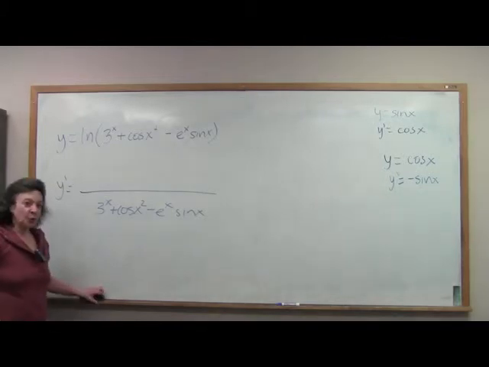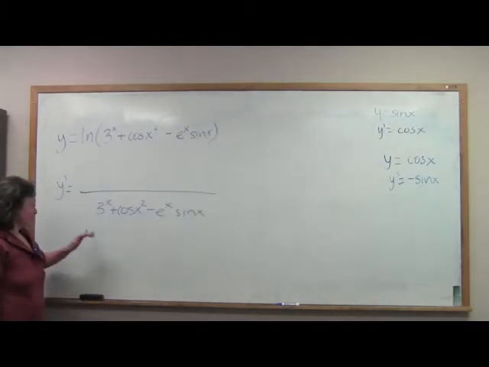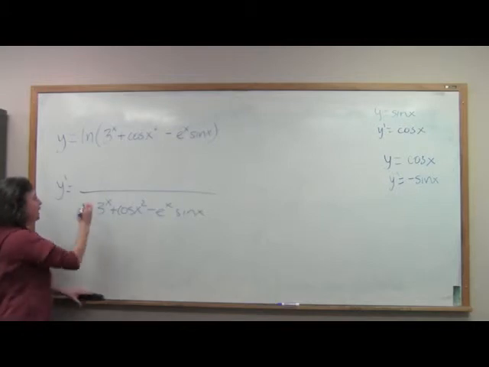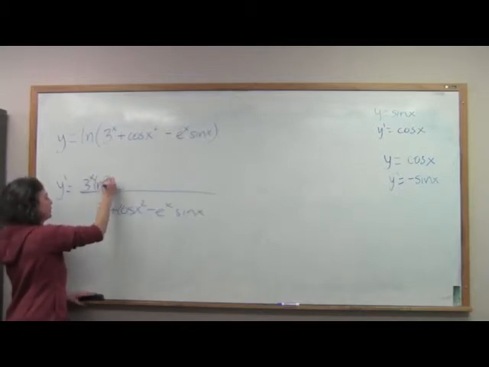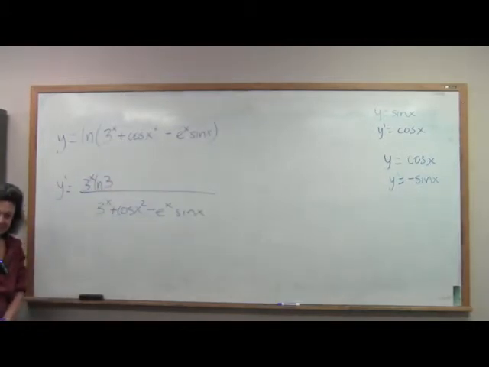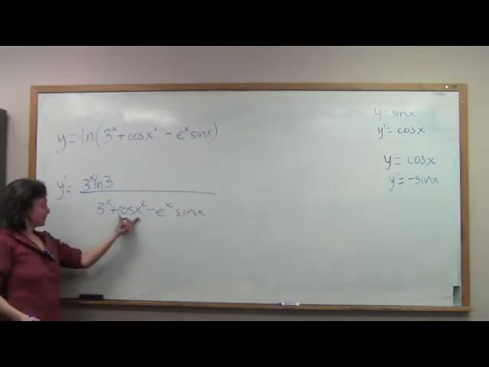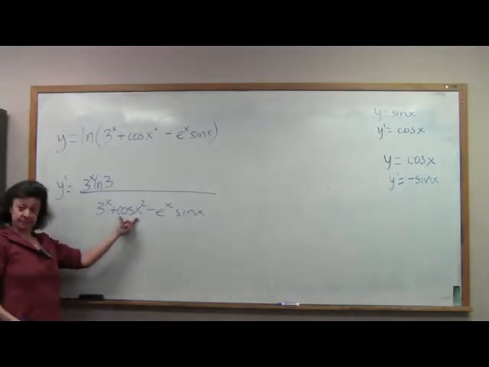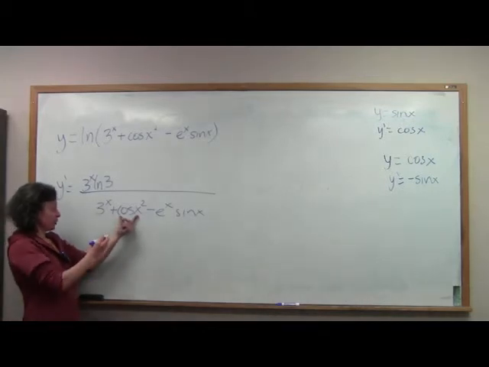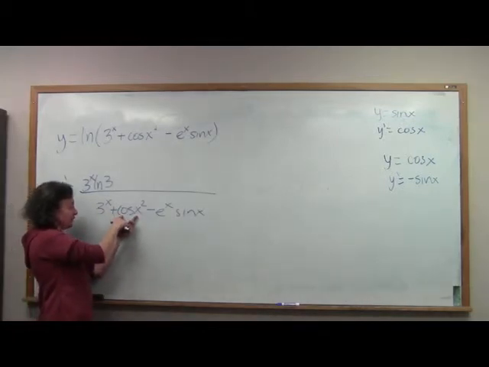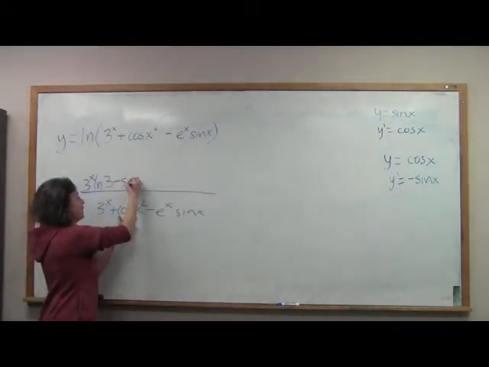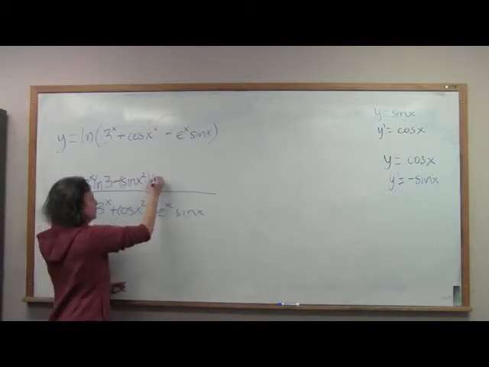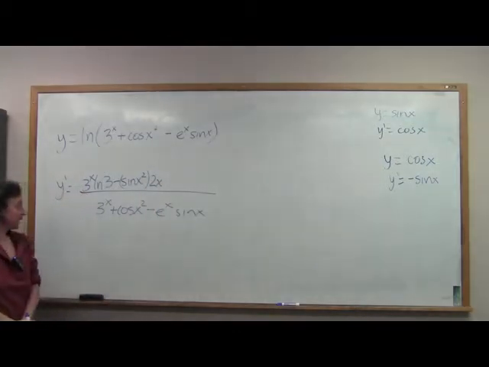Okay, let's take the derivative of it. First term, 3 to the x. That's 3 to the x log 3. Celebrate that one, okay? Next, cosine of x squared. Well, we got to use our chain rule here. What's the derivative of the cosine of x squared? Well, again, you take the derivative of the outer, leaving the inner alone. So minus the sine of x squared times the derivative of what's inside, which is 2x.